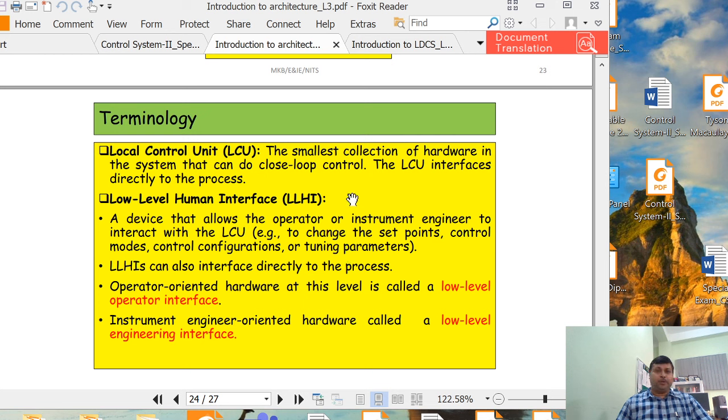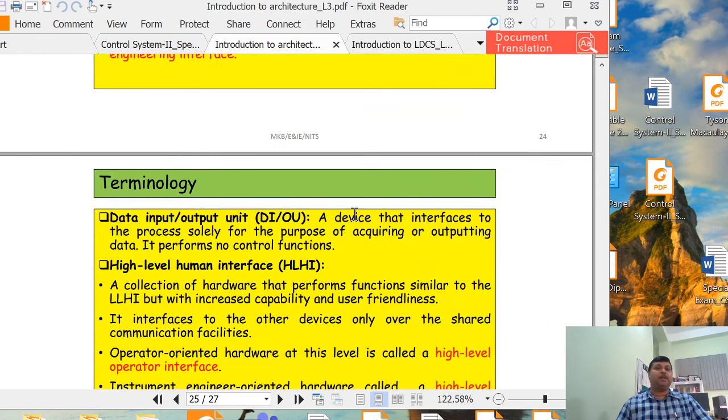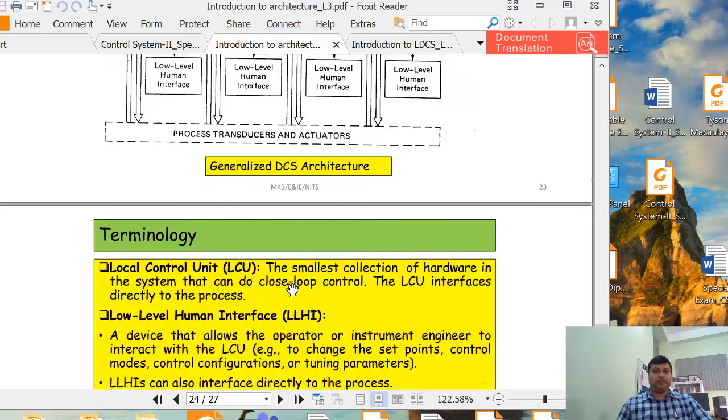And low-level human interface devices interface directly to the processes. Operator-oriented hardware at this level is called the low-level operator interface, and instrument engineer-oriented hardware is called the low-level engineering interface. So those two levels of interfacing can be done. Then data input output units. Let us see where the data input output units fit. They are also going to interact with the process directly.